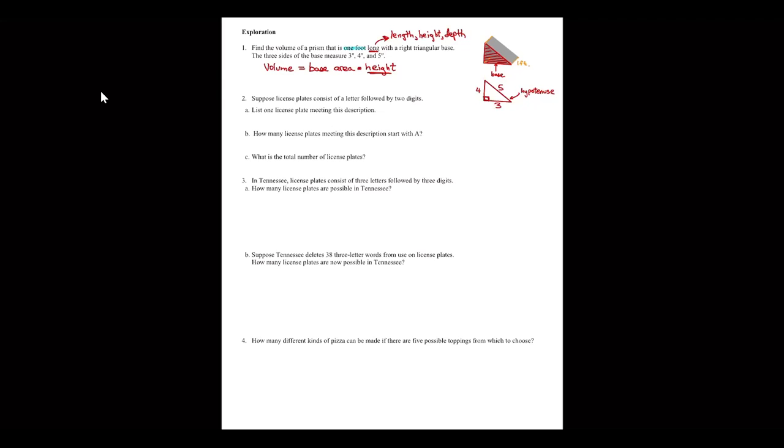So I need the base area. I got the height. That's going to be equal to 1. Now, you got to be careful because of the units here. So we'll get into that now. The units here are inches. We want to have consistent units.